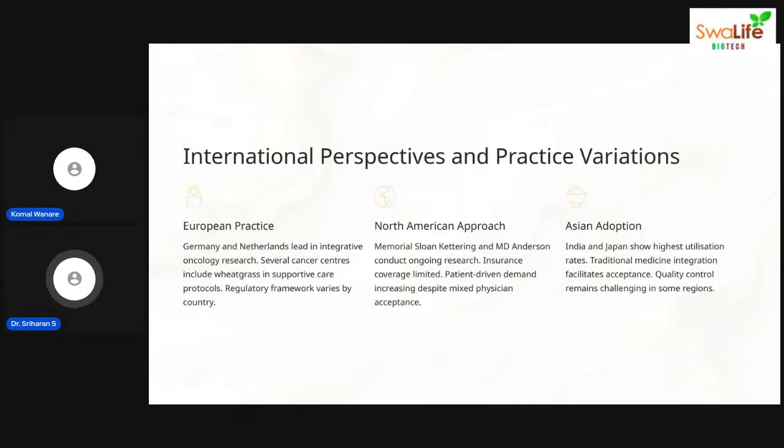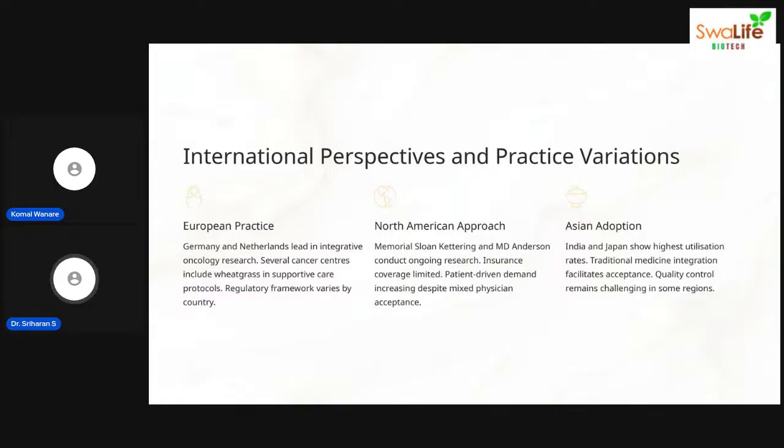How is wheatgrass practiced in international global databases? In European practice, they are also conducting research on wheatgrass in several cancer centers as a supportive therapy. So that is the European practice. North America is also doing cancer research. MD Anderson is one of the most famous hospitals for cancer care. It has a high success rate in cancer care at the global, international level, and they are also doing research on this.